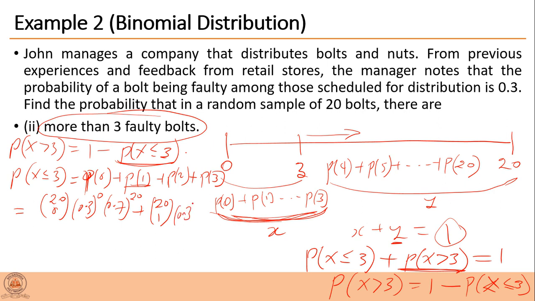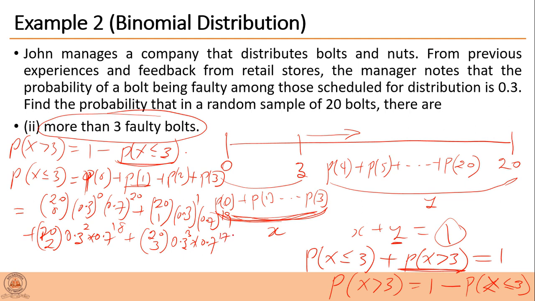The probability is 0.3 raised to the power 1, then 0.7 raised to the power 19, plus 20 choose 2, probability of success 0.3 raised to the power 2, multiplied by 0.7, that's the probability of a failure, raised to the power 18, plus 20 choose 3, multiplied by probability 0.3 here, plus 20. Now let's use our calculator to find the values here.